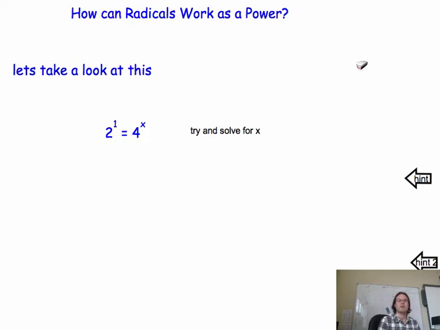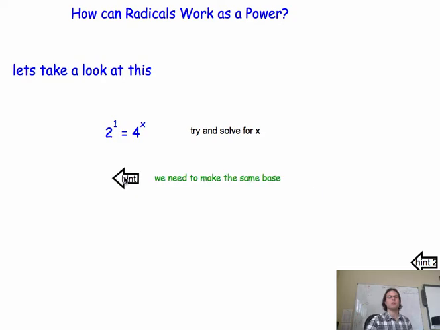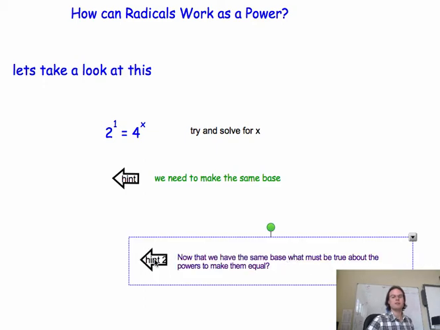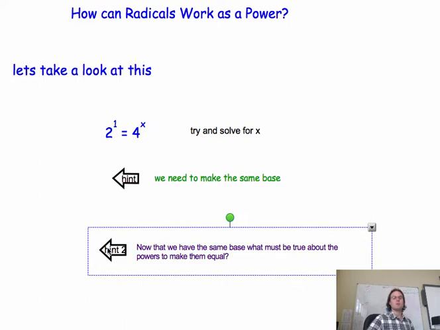So now, we're going to take a look at this one here. All right? So, try and solve for x in this one. Well, how do I solve for x? I have a hint for you. First, what do we want to do? We need to make them the same base. So the base is 4, 2, and 4. They want to be in the same base. Then, once they're in the same base, it's a little bit easier. Now we have the same base. What must be true about one part must be true for the other, because they must be equal.